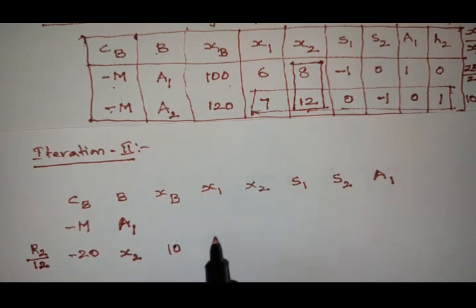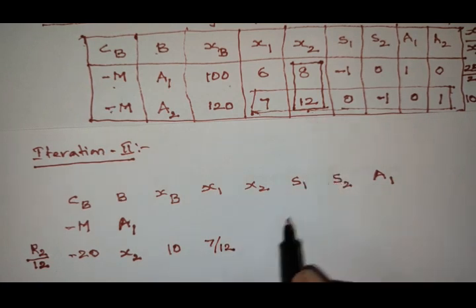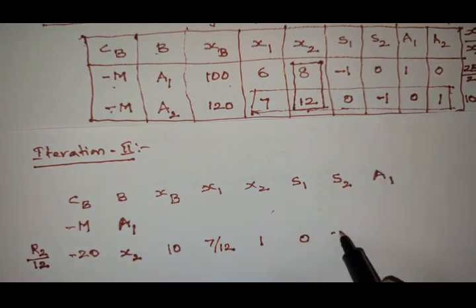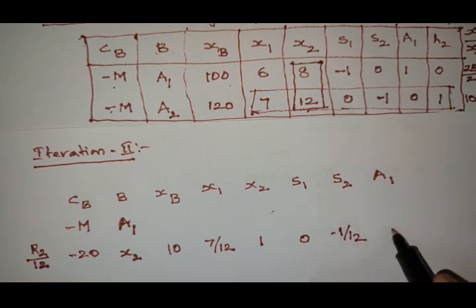Then 7 by 12 means 7 by 12. 12 by 12 means 1. 0 by 12 means 0. Minus 1 by 12 means minus 1 by 12. 0 by 12 means 0, right? So row 2 is over.